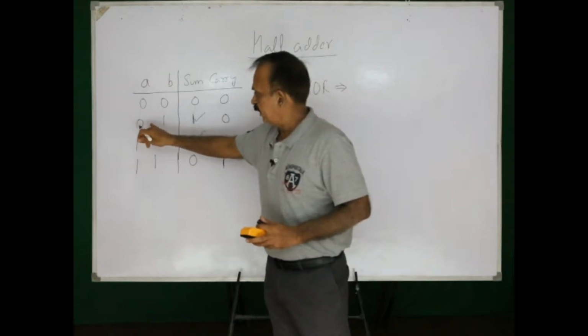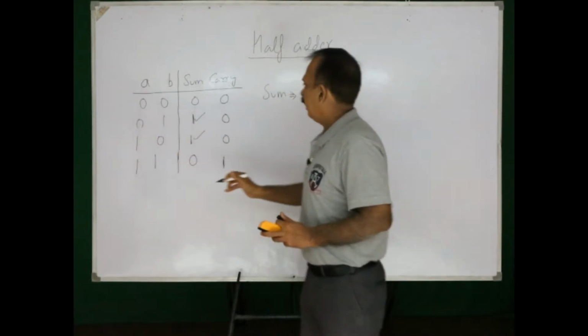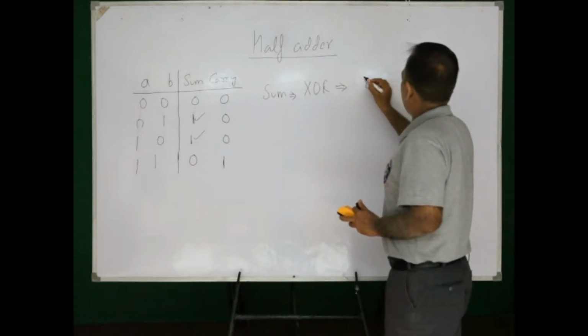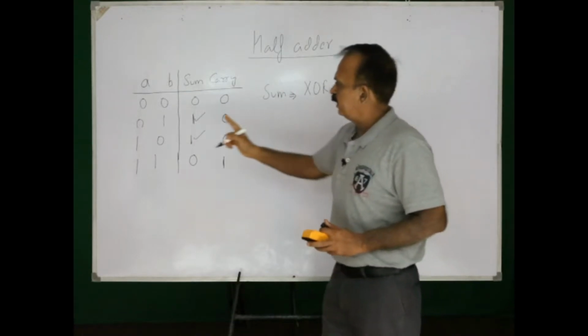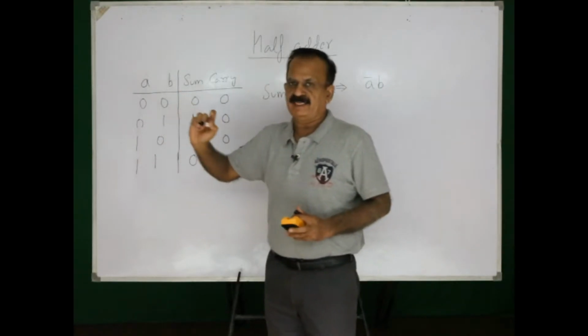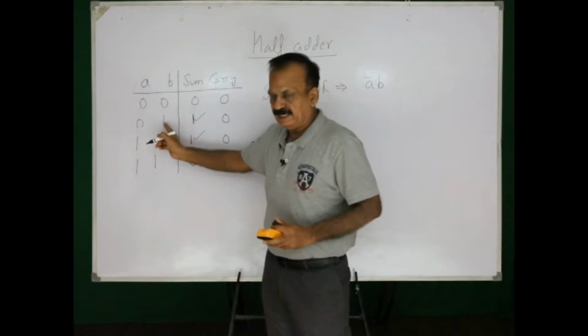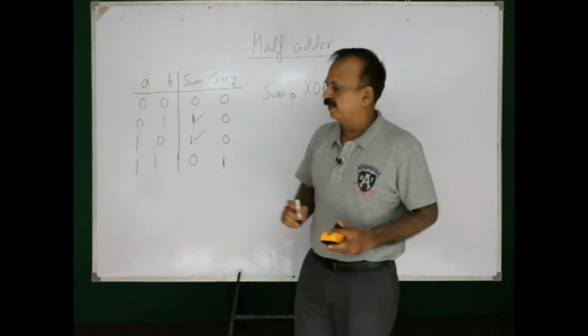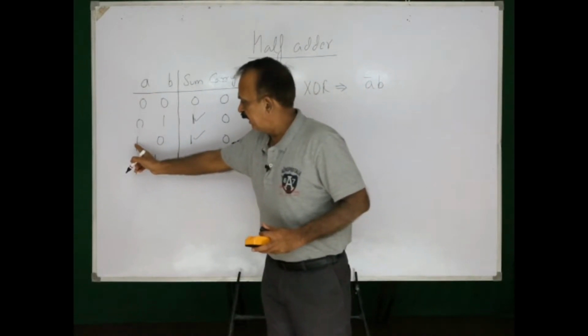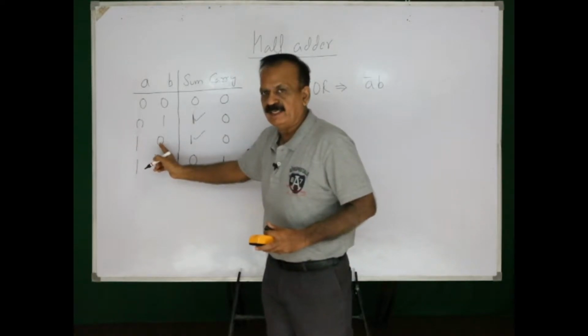The fundamental product of this entry is A bar B. Now, how am I writing this? I converted each entry to 1 and multiplied. Say this was 0, when it is converted to 1 it will be A bar. A bar multiplied by B, that is the fundamental product. In this case it will be A and then B bar.